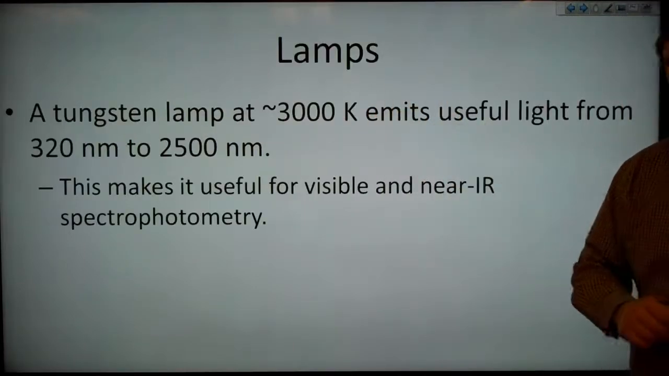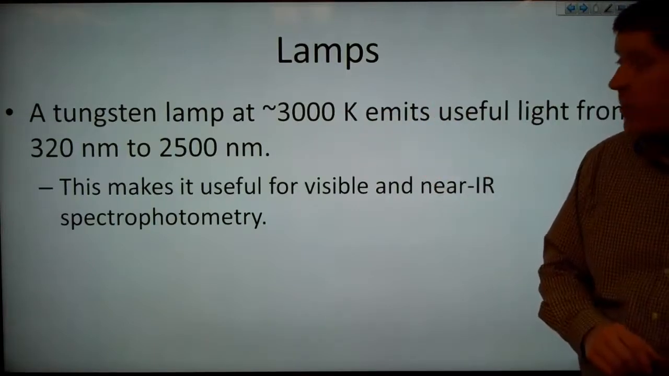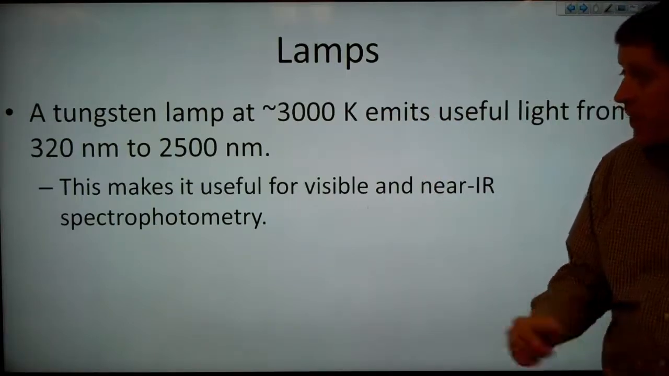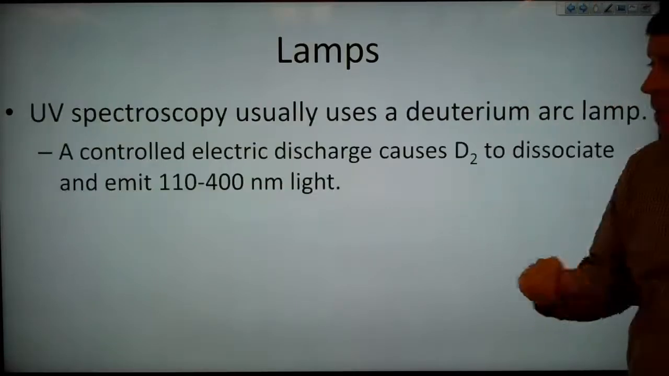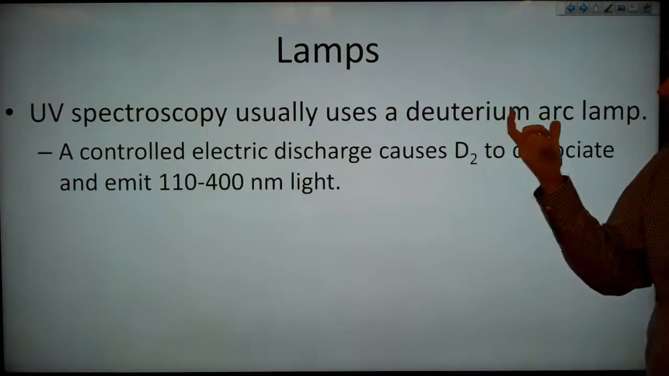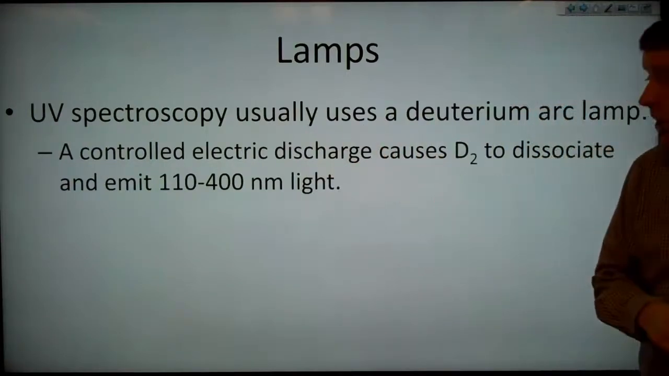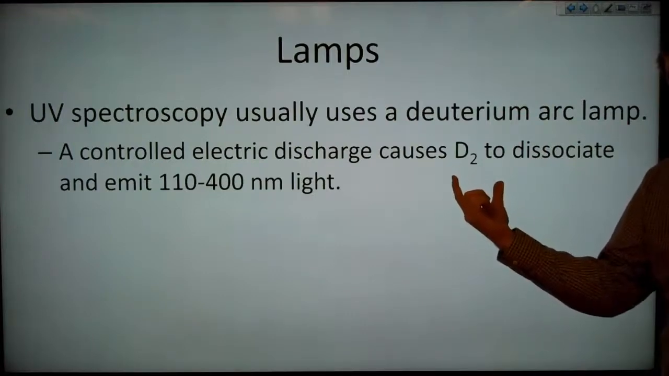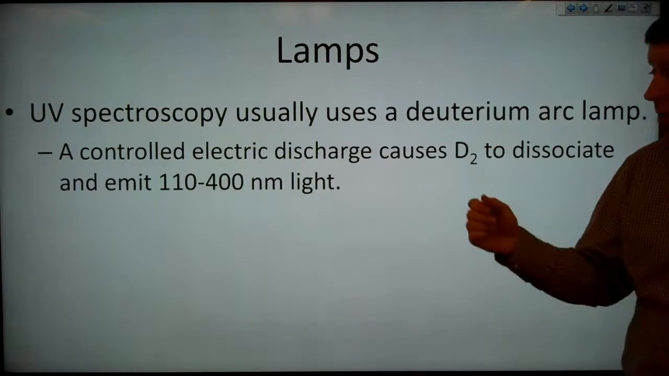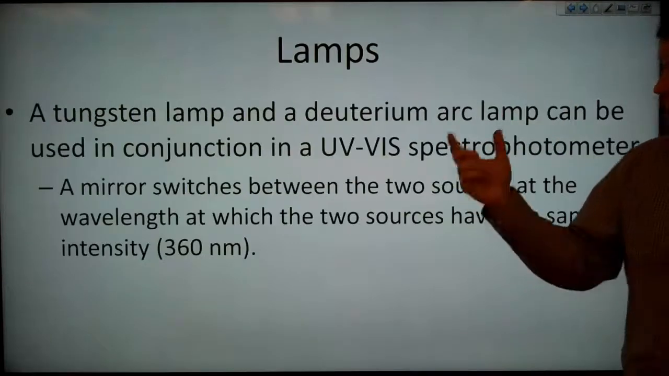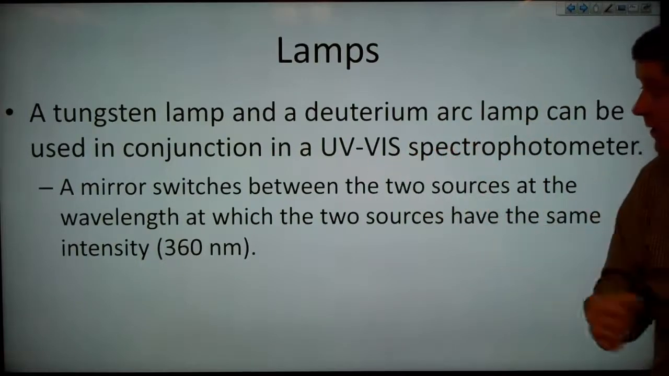A tungsten lamp at around 3000 Kelvin emits useful light from around 320 nanometers to 2500 nanometers or so. This makes it useful for visible and near IR spectrophotometry. But ultraviolet spectroscopy usually uses a deuterium arc lamp. This has a controlled electronic discharge that causes our deuterium, D2, to dissociate and emit light in the 110 to 400 nanometer range.